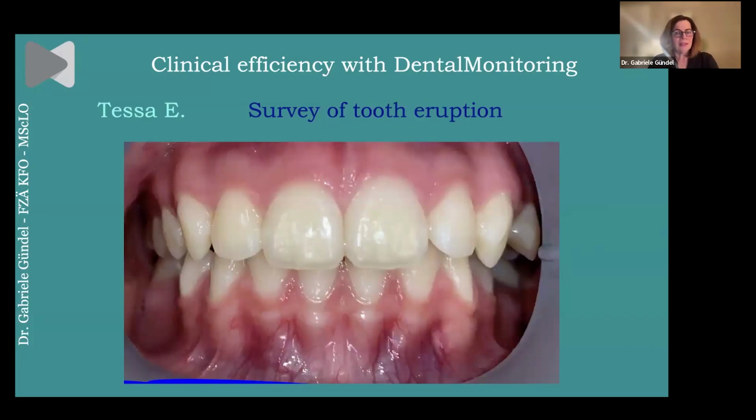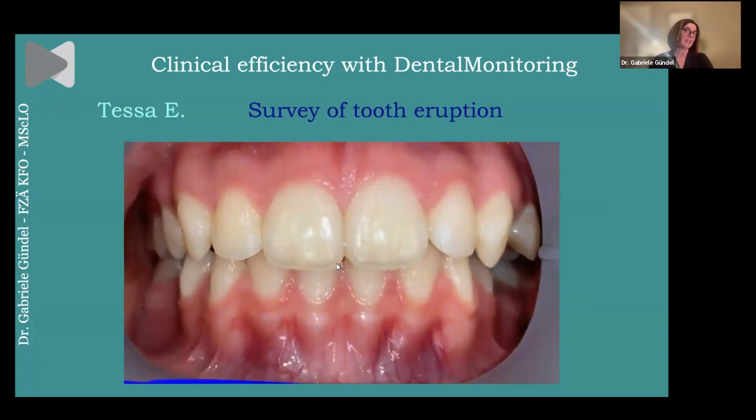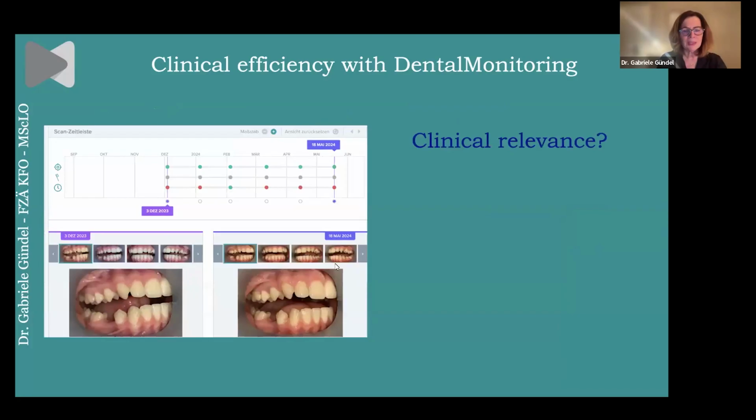The next topic, the next clinical example, is the survey of tooth eruption. Now, how do we deal with this? I like these videos because for every patient I show you, I will show you a short video. But what is the important tooth here is tooth 45. Now we have a space here. We are waiting for this tooth. So what is the clinical relevance of using dental monitoring in this situation?